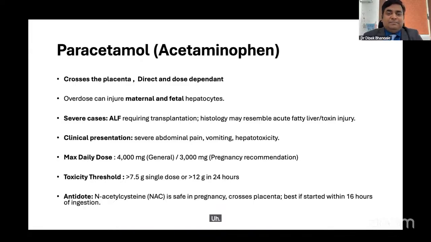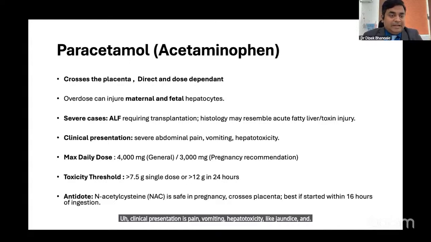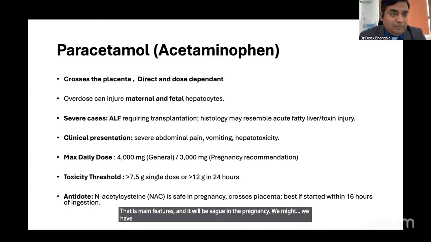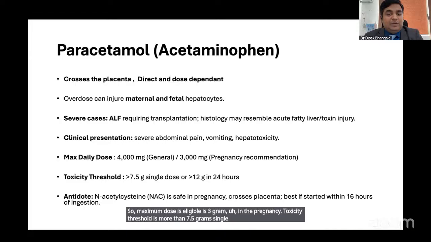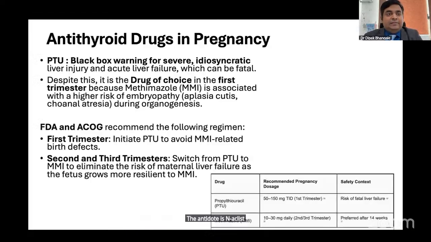Clinical presentation is pain, vomiting, and hepatotoxicity like jaundice, and those are the main features. It will be vague in pregnancy. We have to dig up whether the patient is taking paracetamol by herself or not. The maximum permissible dose is 3 grams in pregnancy. Toxicity threshold is more than 7.5 grams as a single dose or more than 12 grams in 24 hours. The antidote is N-acetylcysteine, as we know.